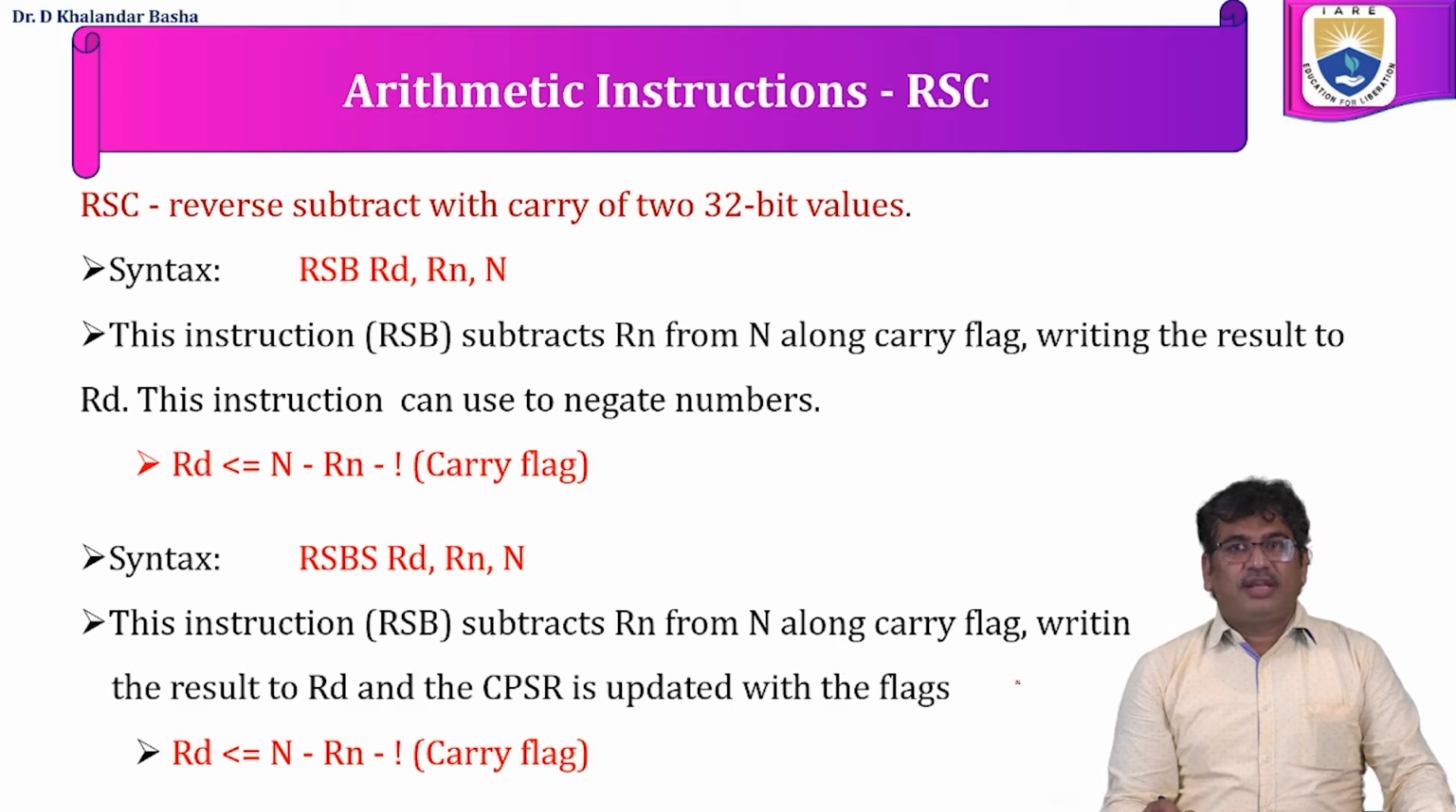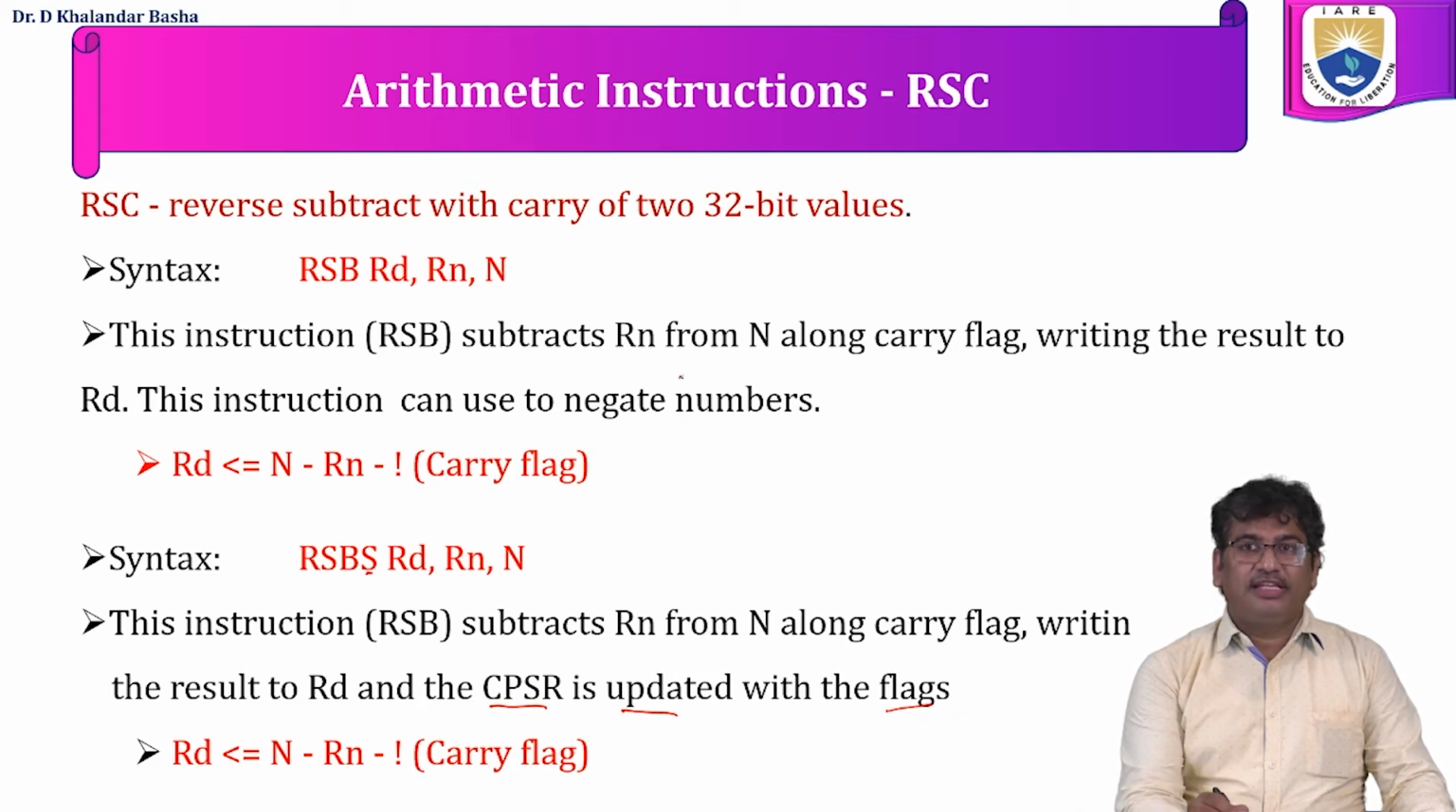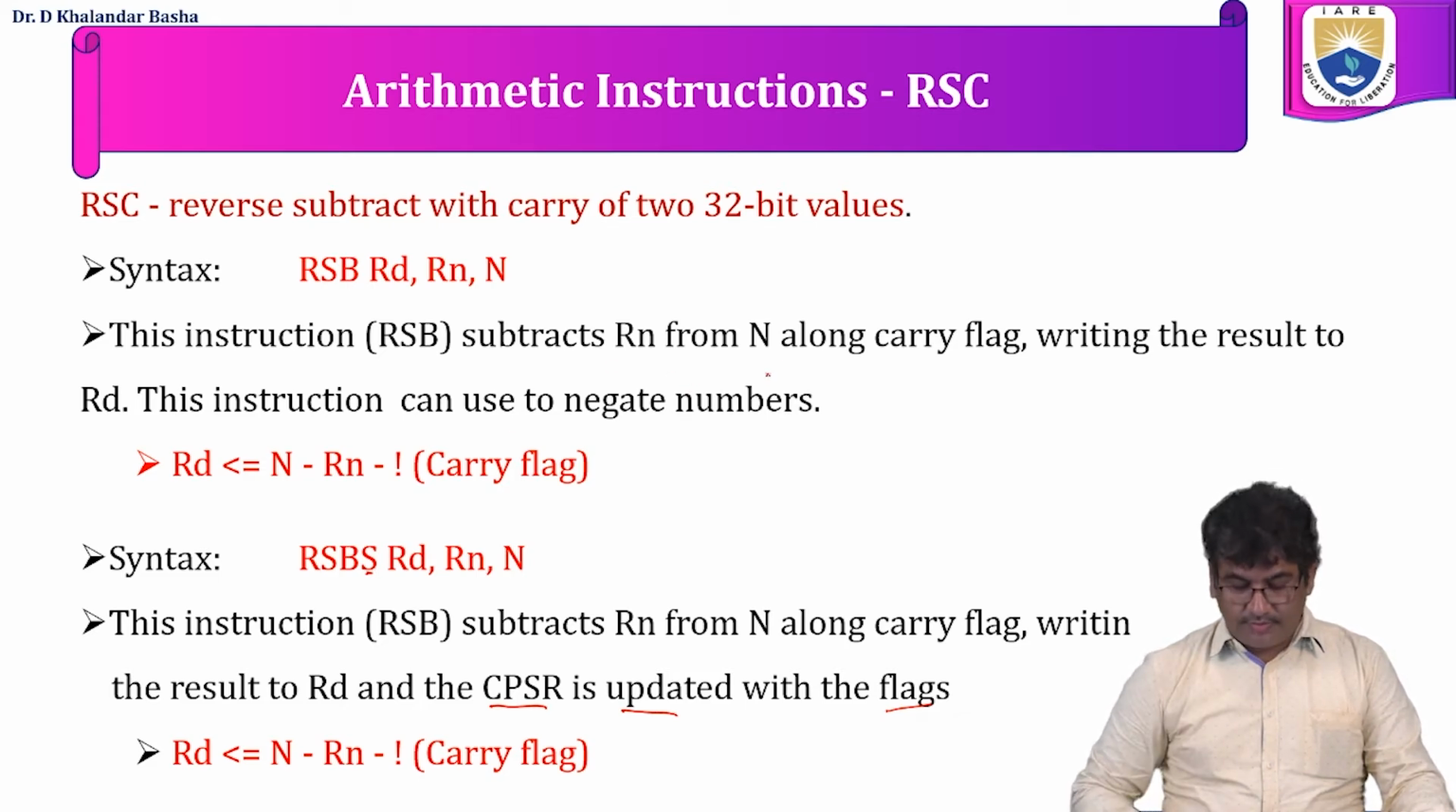This instruction can be used to negate numbers. The syntax, the functionality we can describe by equation, is equivalent to Rd is assigned with N minus Rn and the complement of the carry flag. When you add a suffix S for the RSB instruction, it will update the CPSR depending upon the results which affect the flags. If S is not given, the CPSR will not be updated.